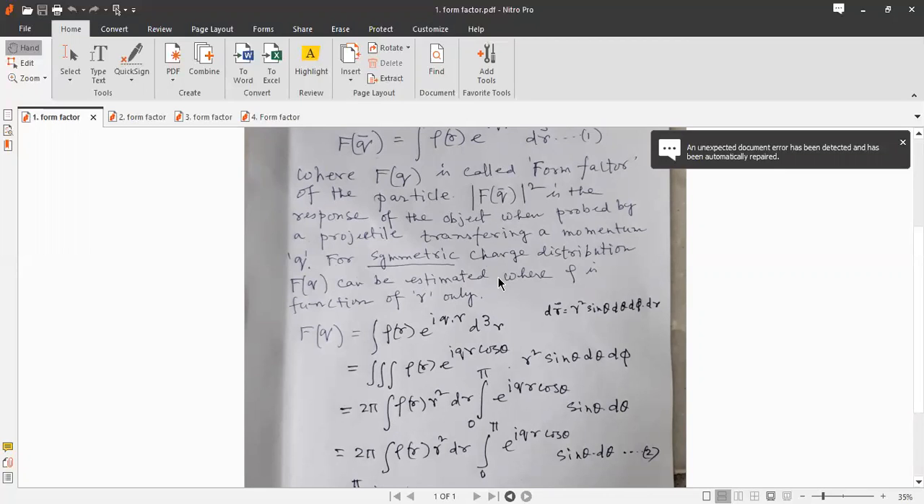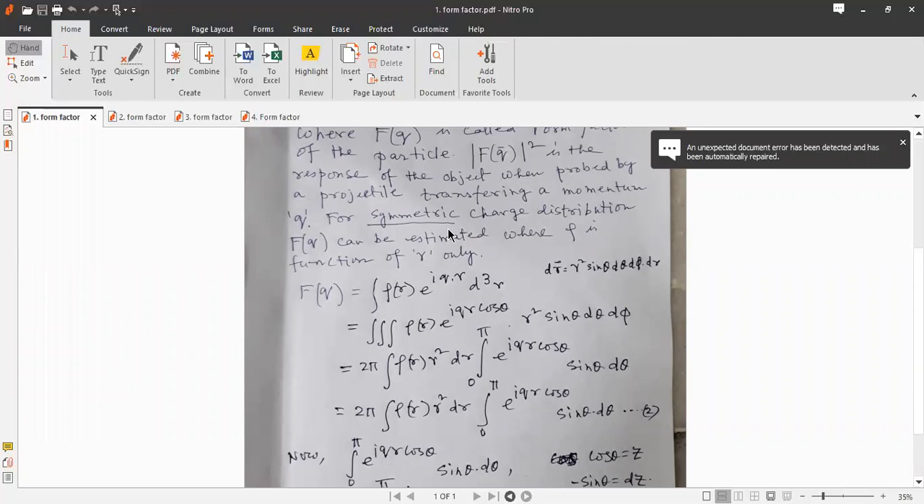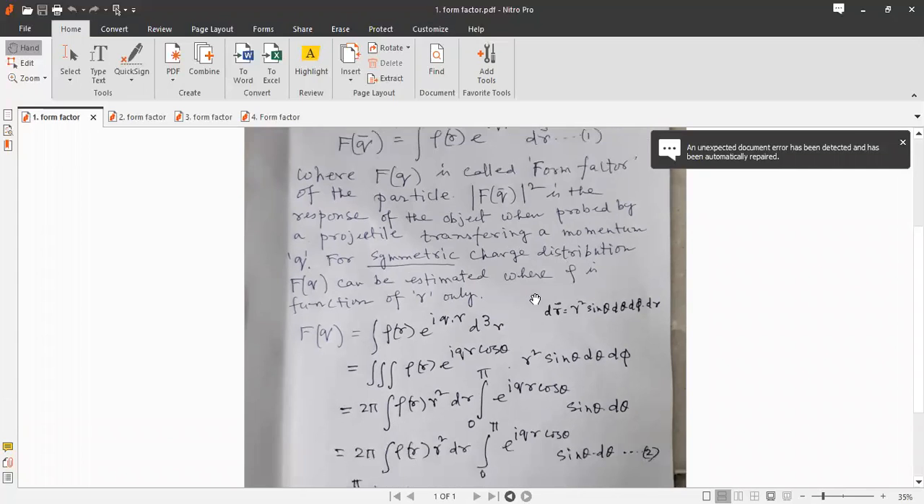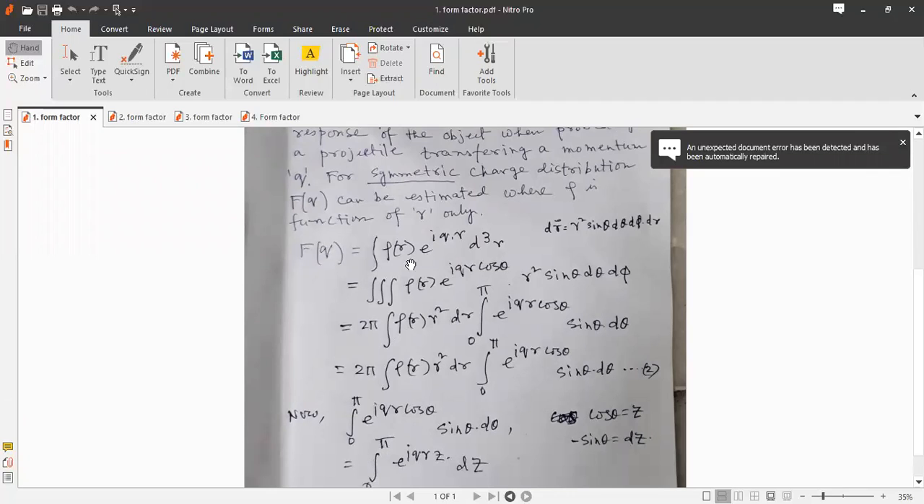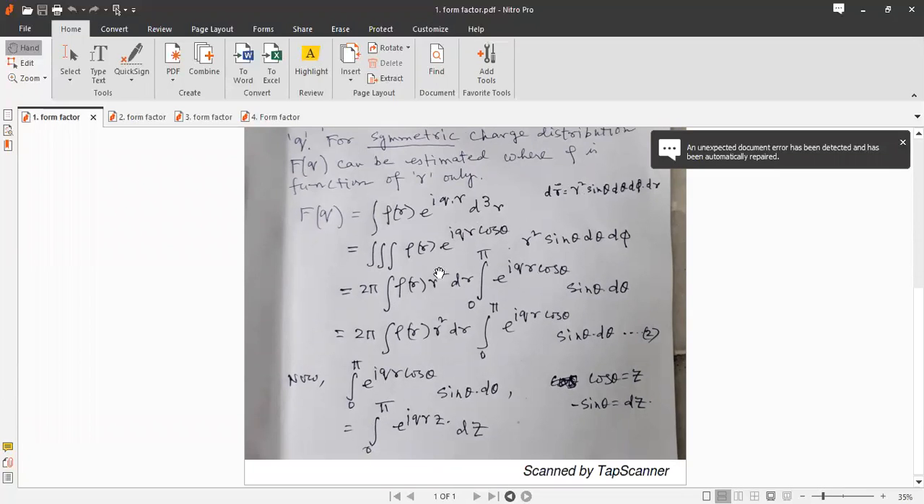But let us first calculate what will be the form factor for a symmetrical charge distribution. Here you see we have considered a charge distribution rho, but rho is only a function of r, that is, a spherical symmetric charge distribution. So the Fourier transform, as usual, we can write as the integral of rho r e to the power i q dot r d q bar. And this elementary volume, all of us know, should be like this. If you go on with this integration, we actually arrive at this expression.